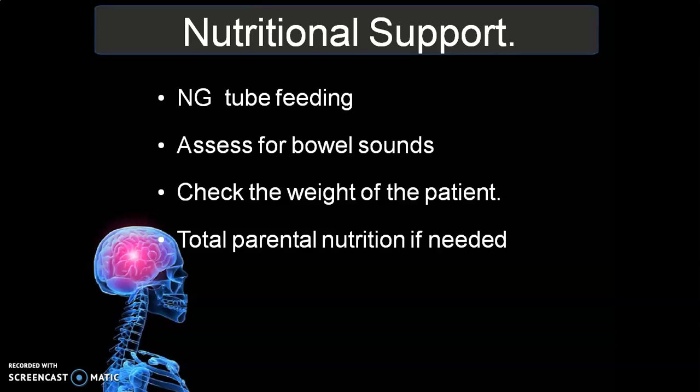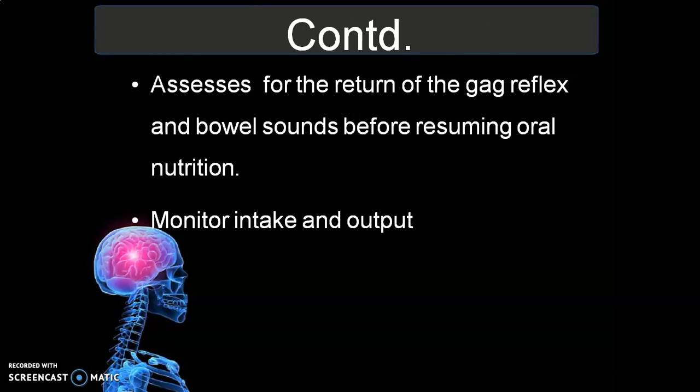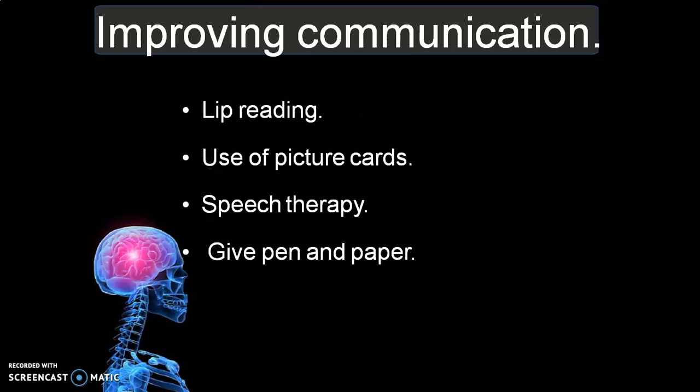For nutritional support, we have to give NG tube feeding, as the patient is not able to eat anything, or follow a hard diet. Then check the weight of the patient. Total parenteral nutrition if needed. Assess for the return of the gag reflex and bowel sounds before resuming oral nutrition. Monitor the intake and output chart.